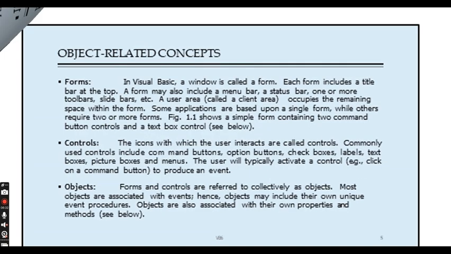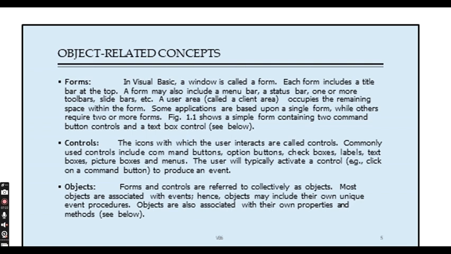Let us look at these different terms in our Visual Basic. One, we have forms. A form in Visual Basic is a window. Each form includes a title bar at the top, and it can also include a menu bar, a status bar, one or more toolbars, slide bars, and many more. The user area, where the design of that form is, is called the client area, which occupies the space within the form.